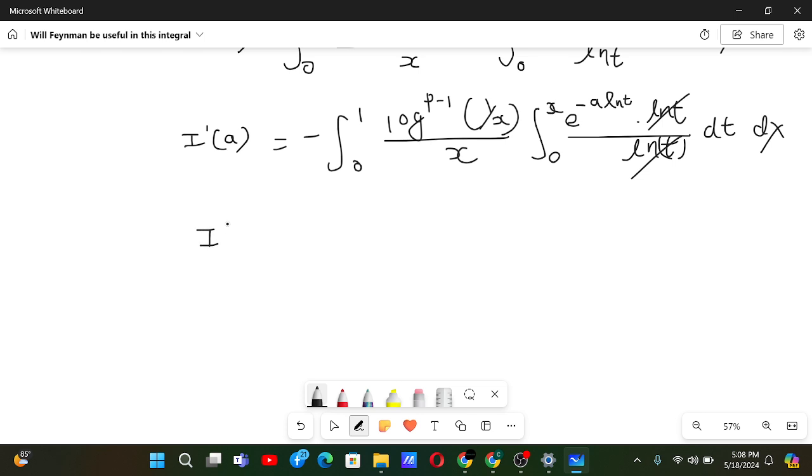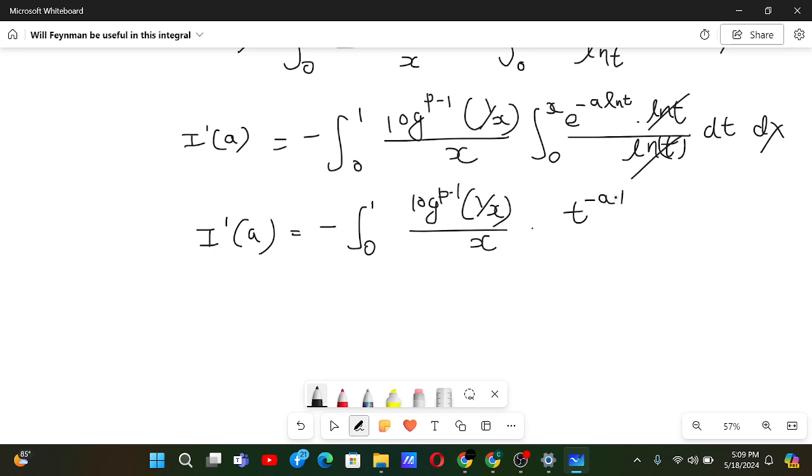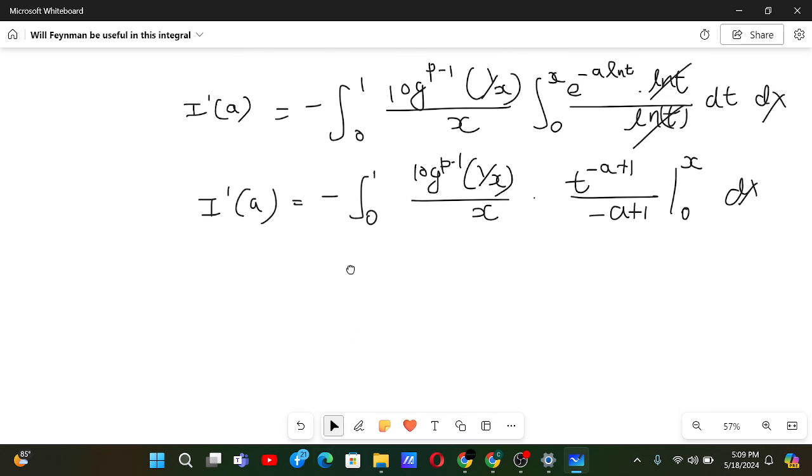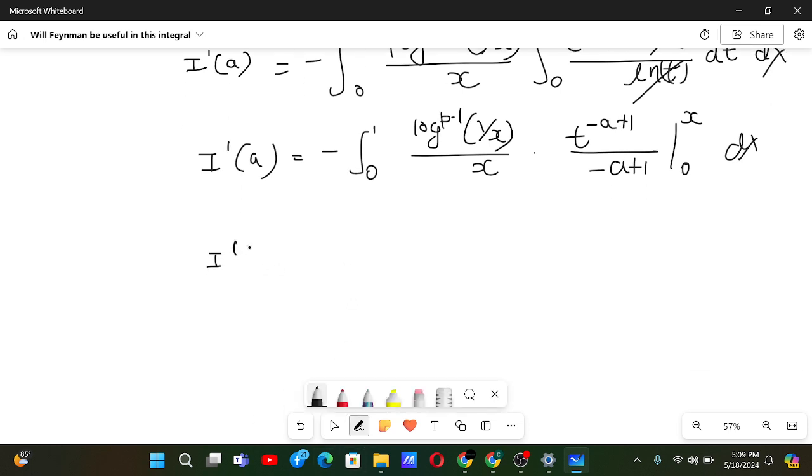Now I dash of a will be the negative of the integral from 0 to 1 of log to the power p minus 1 of 1 by x, and then the inner integrand is just t to the power minus a. So the integral will be t to the power minus a plus 1 by minus a plus 1, going from 0 to x, dx.